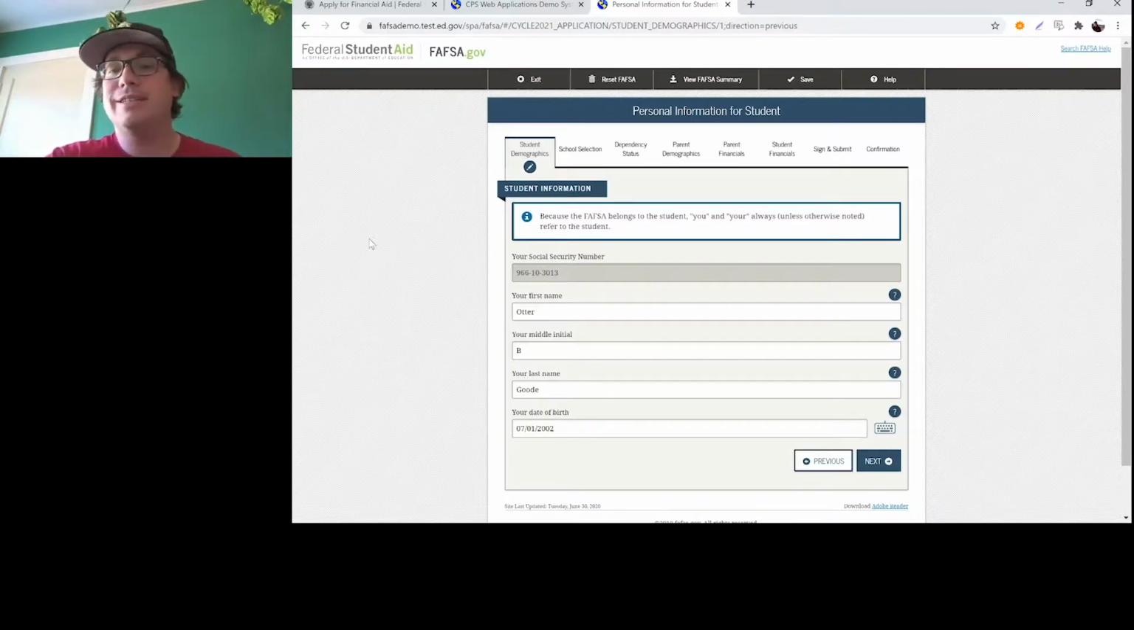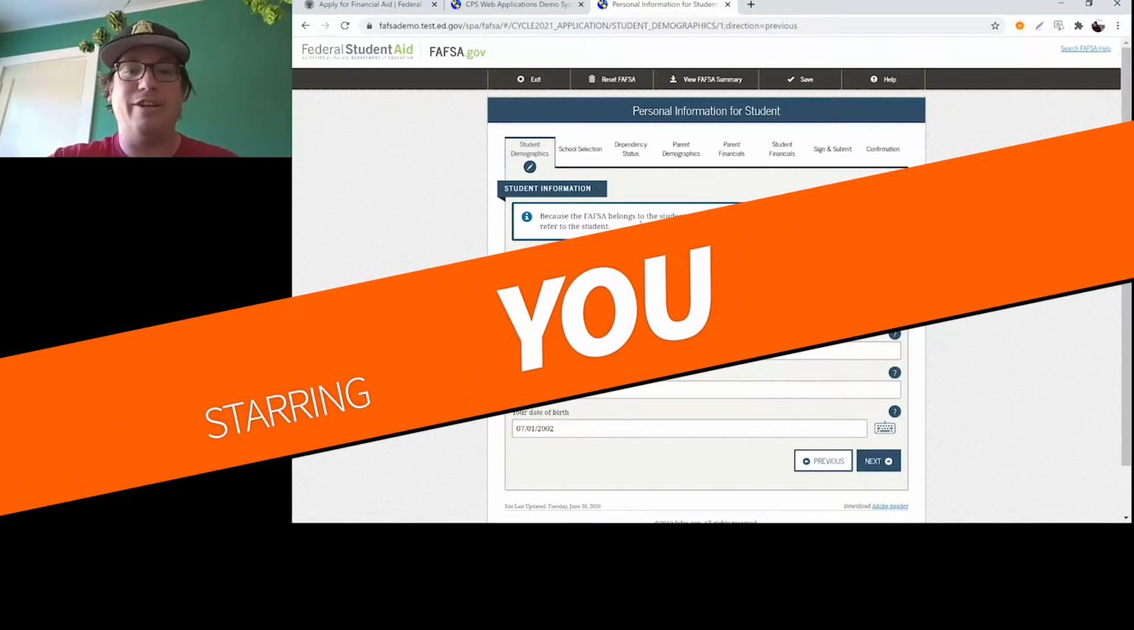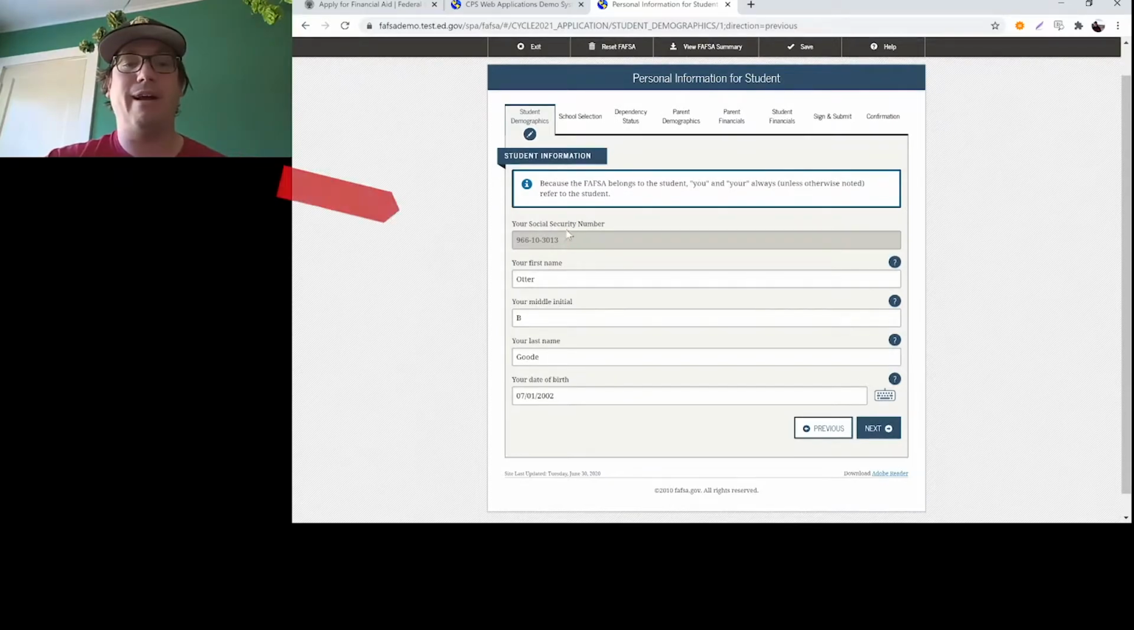We're here for the second part of our FAFSA walkthrough. This is going to be the first part of the actual FAFSA. Sounds easy. It's just going to be all of your personal information. When I say you, I mean you, the student. I do not mean your parent. All of this is going to be your information. I'm going to put in my information.